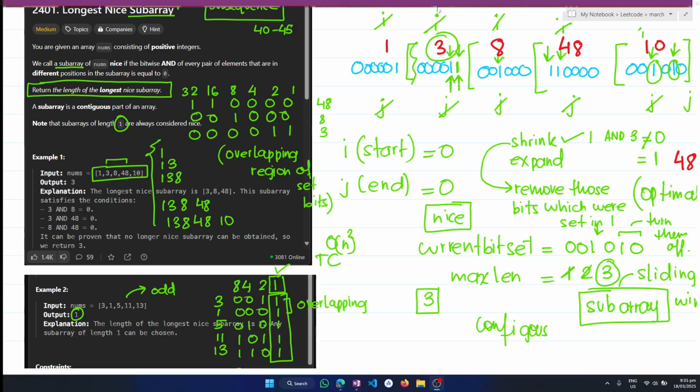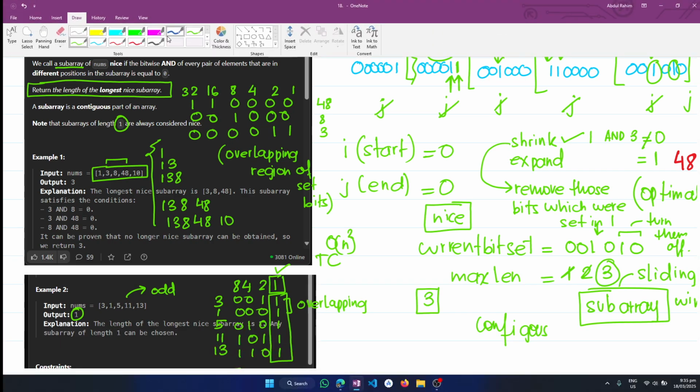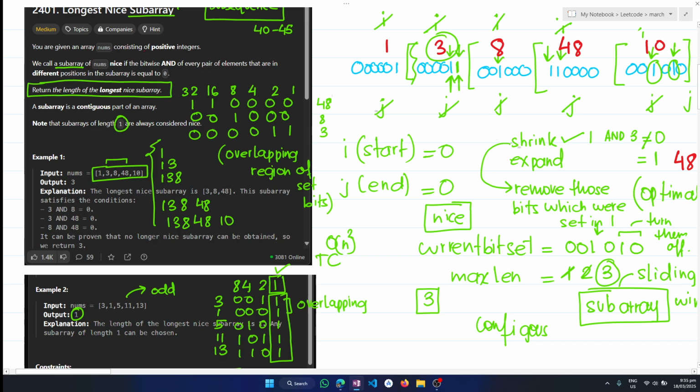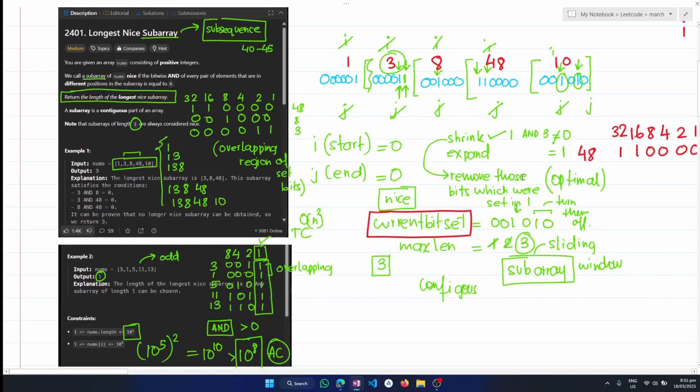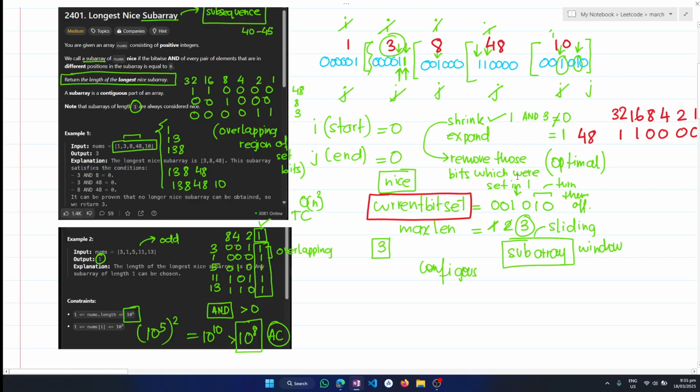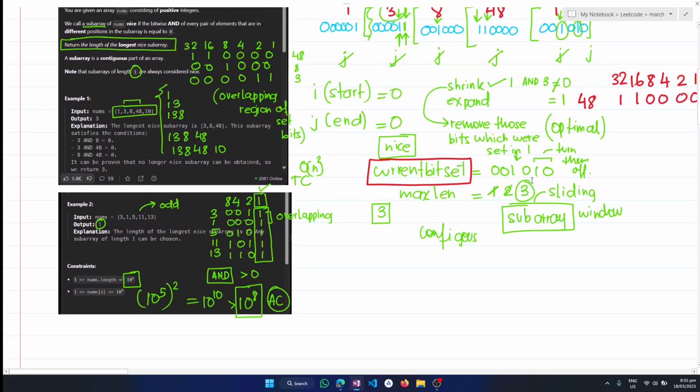But then the only questions now which we need to ask ourselves are about the implementation part, isn't it? How exactly, and this is the most important part, are we going to modify the current bit set? How exactly am I going to introduce a number to my current bit set, and how exactly am I going to remove a number from my current bit set? For this, you need to know two principles. Alright, let's talk about what those principles are.